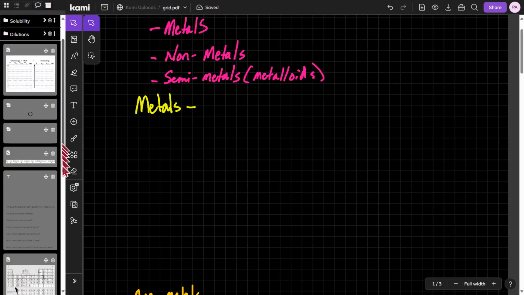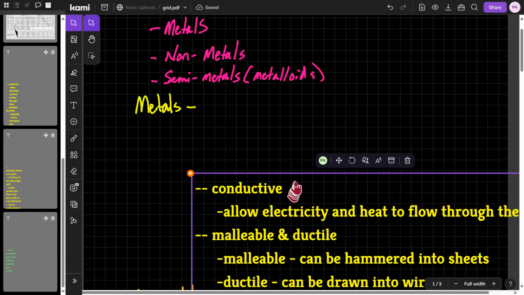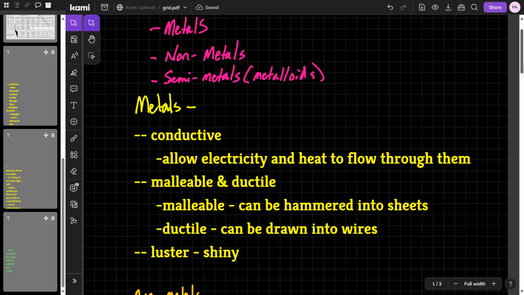Okay, and metals are... All right, so our metals are conductive. I'm going to give you a minute to record all these. Okay, our metals are conductive. They conduct electricity. You see, this is why we use copper for wires.